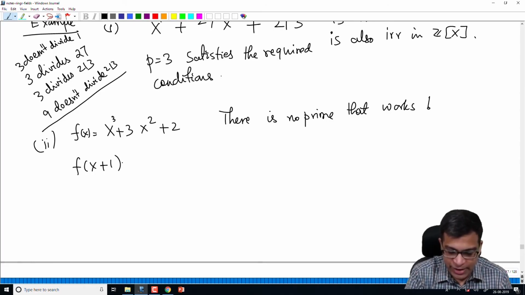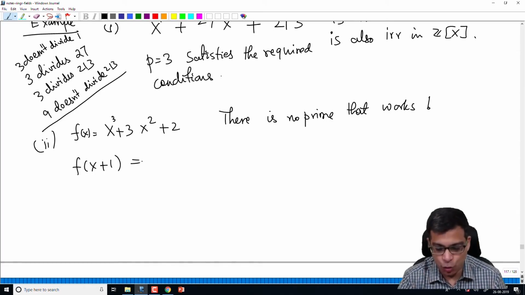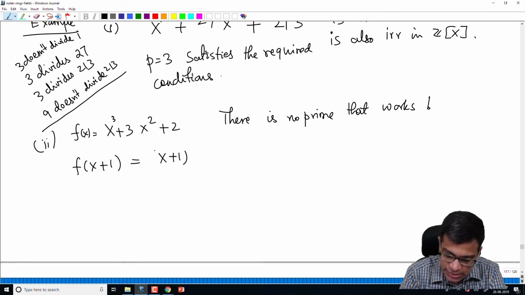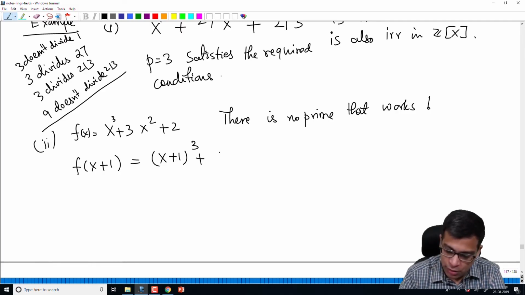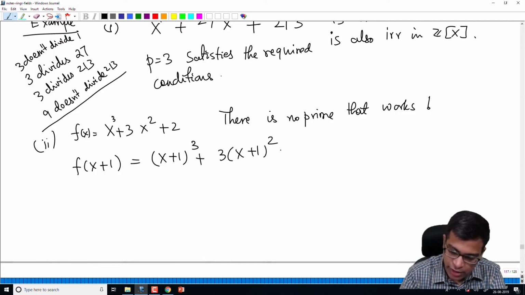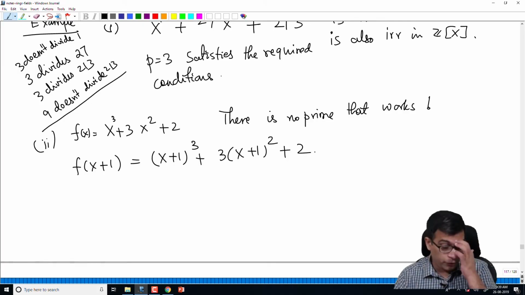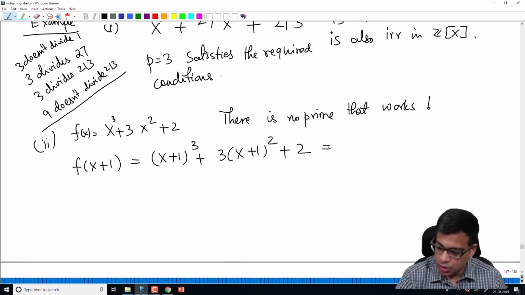If you take f of x plus 1, so f of x is x cubed plus 3x squared plus 2. If you take f of x plus 1, what is this? I am replacing x by x plus 1 here. So x plus 1 whole cubed plus 3 times x plus 1 whole squared plus 2. So now if you expand this and combine, I'll quickly do this, and you can check it's correct.